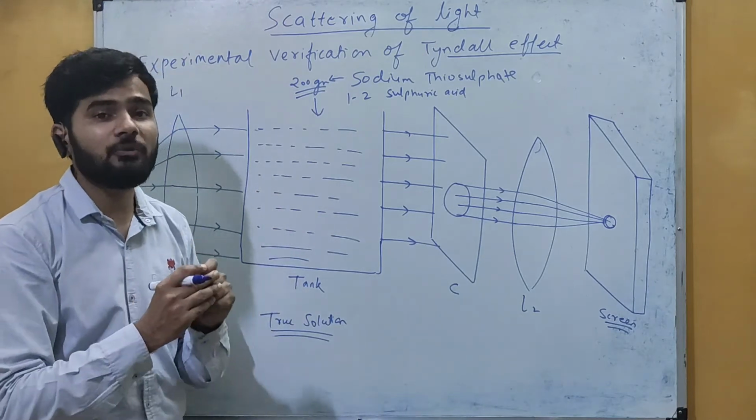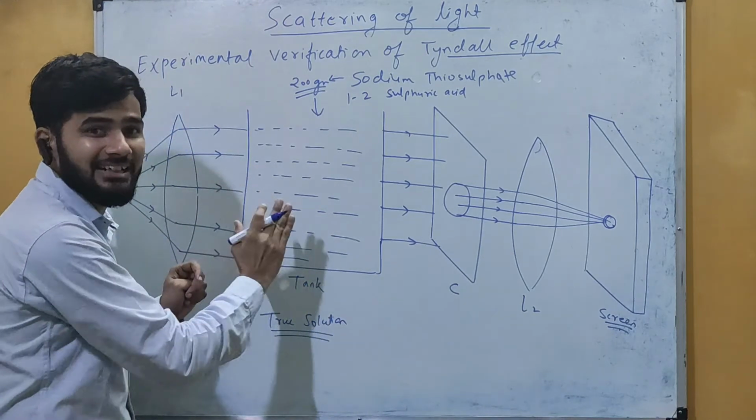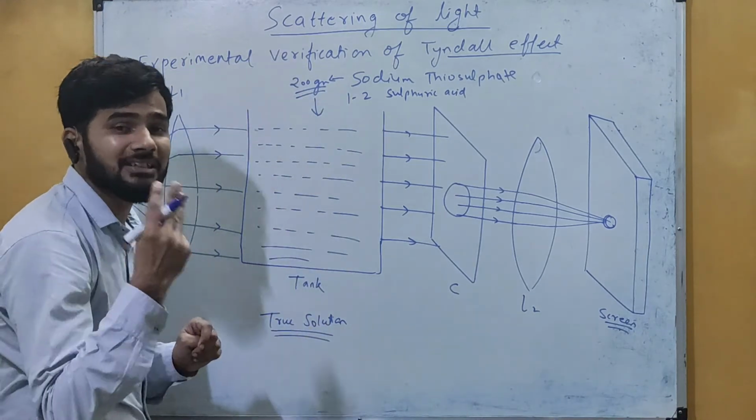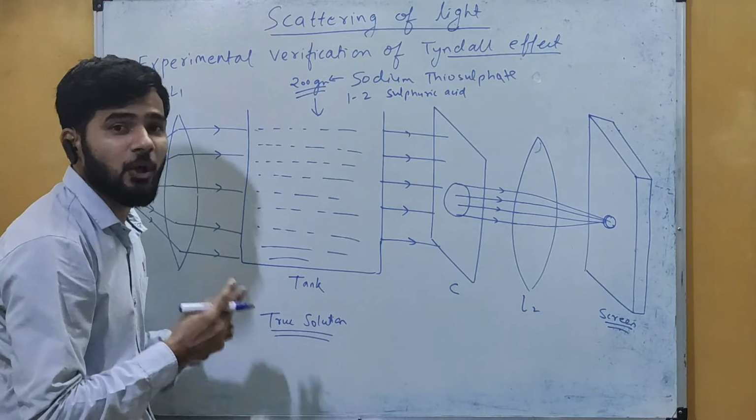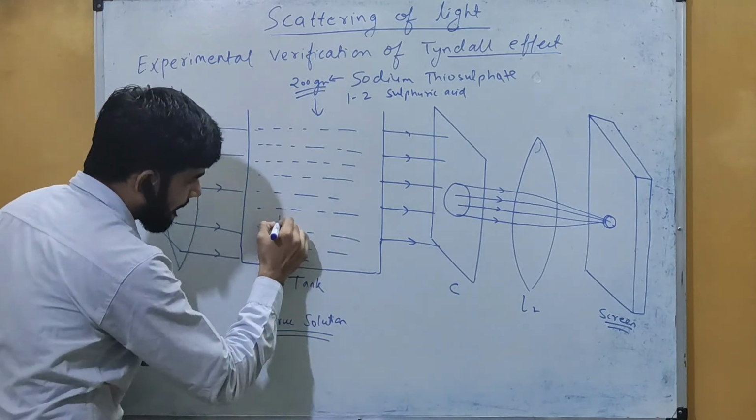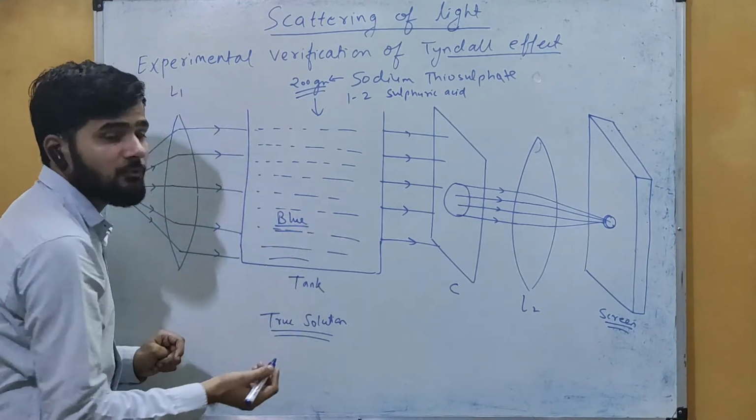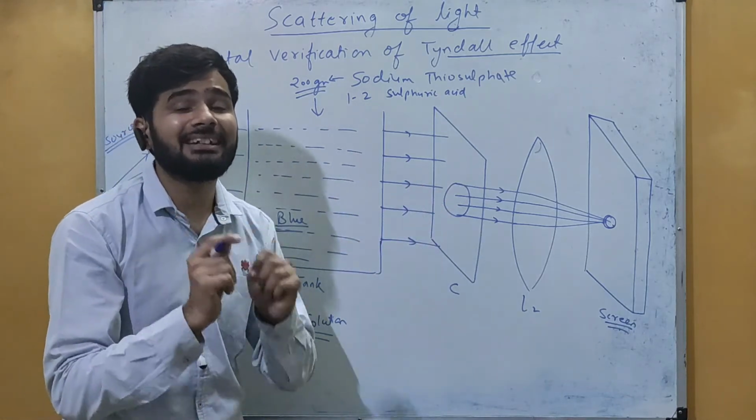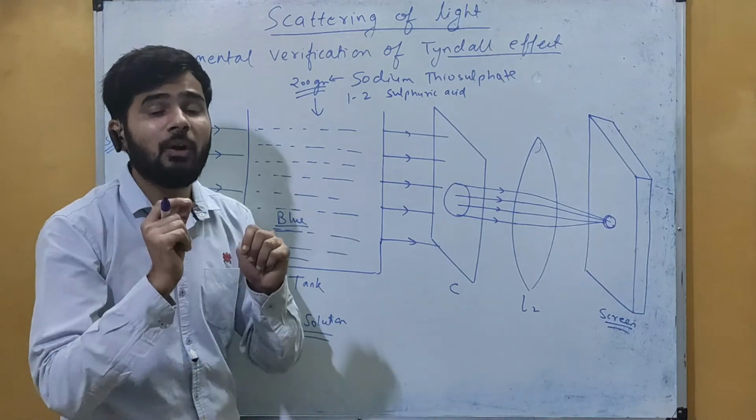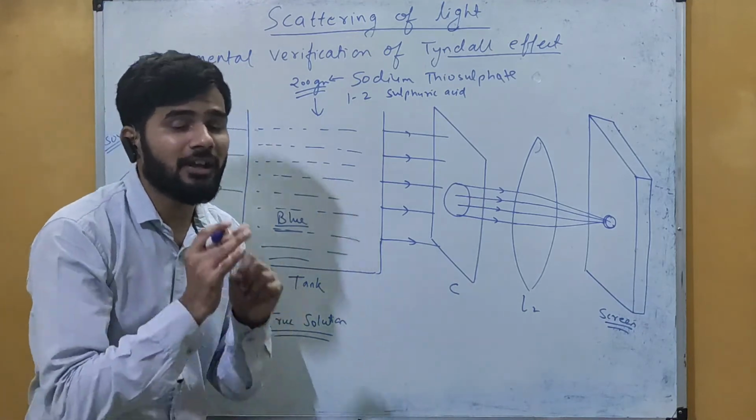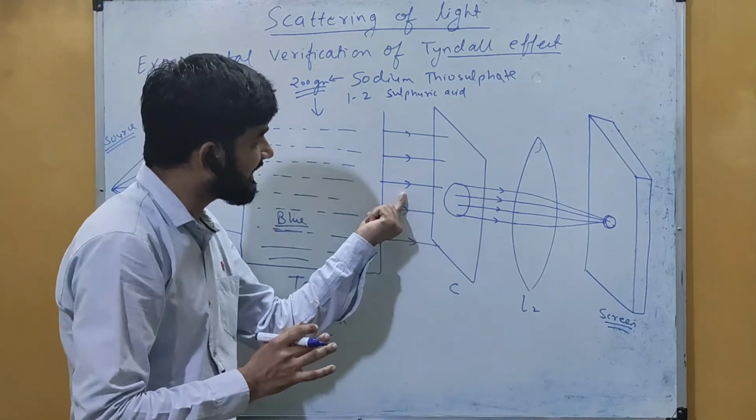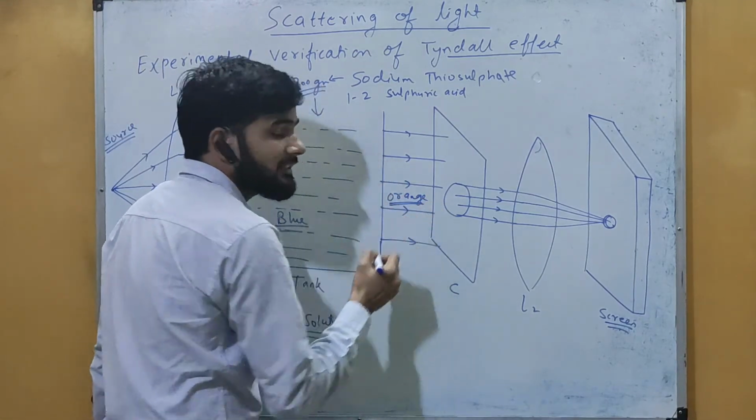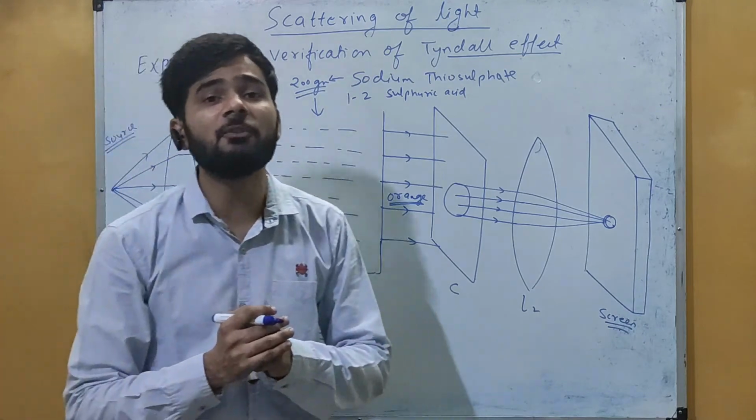And after that, what we will observe is that when you see this container from this side and from the other side, that is, from 3 sides, you will see the color of the container to be blue. And when you see from the 4th side, you will see a crimson red color, a red or orange type of color. Now why is this so? This is again due to the scattering of light.